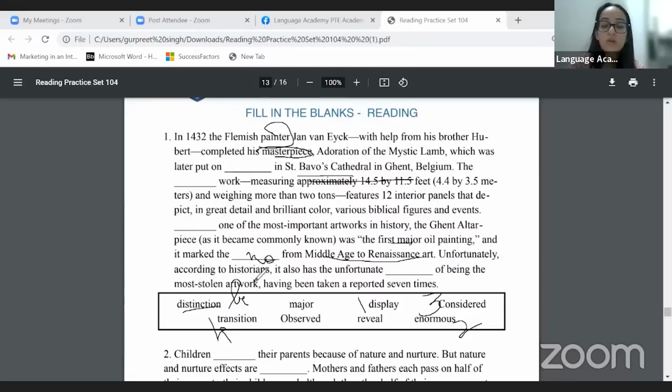Unfortunately, according to historians, it also has the unfortunate dash of being the most stolen artwork. So before of, we need a noun, and all of you have written a verb here, reveal. See, it's not always important that you understand the thing. Don't even try to do that. That trying is the first mistake. Go with rules. I need a noun. How many nouns do I have? Only one. That is my answer. Because your understanding can go wrong, but the rule can never go wrong.